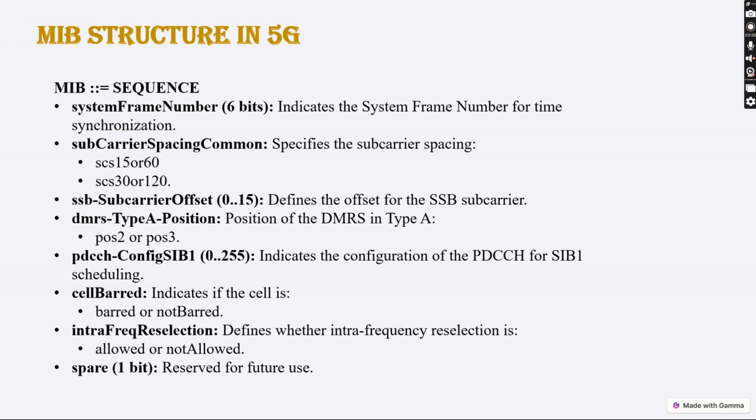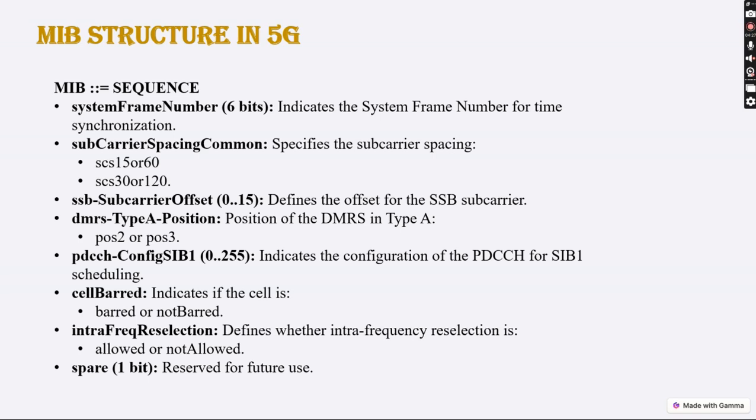Then the SSB subcarrier offset defines the offset for the SSB subcarrier, which will help the UE identify where the SSB is placed in the frame. For example, if the SSB subcarrier offset is 10, it indicates that the SSB is placed at the 10th carrier. Then comes the DMRS type A position, the position of the DMRS in type A, position 2 or position 3. Position 2 means the DMRS will come on the second symbol in the frame, otherwise on the third symbol.